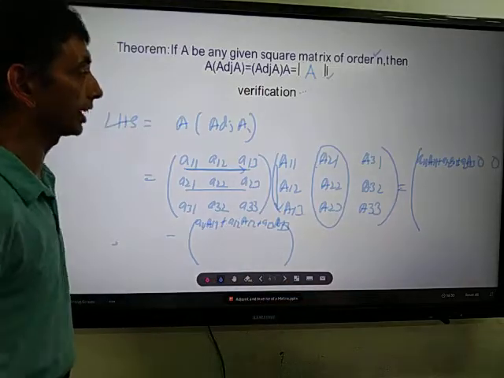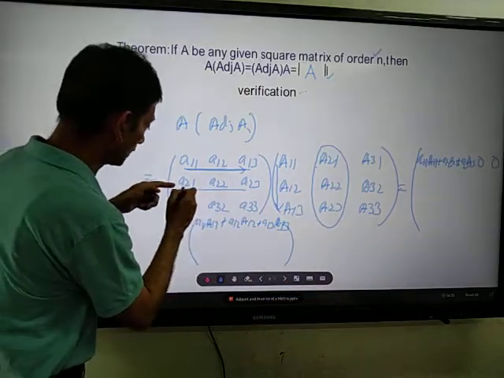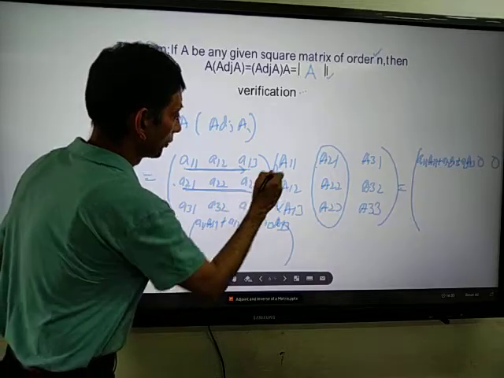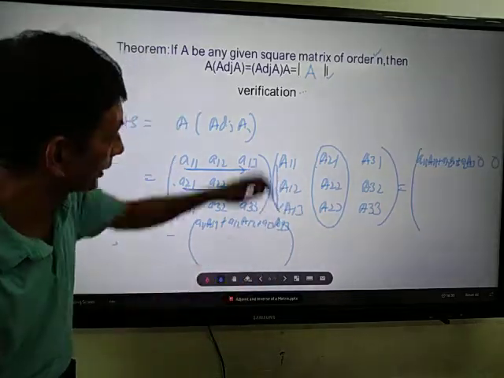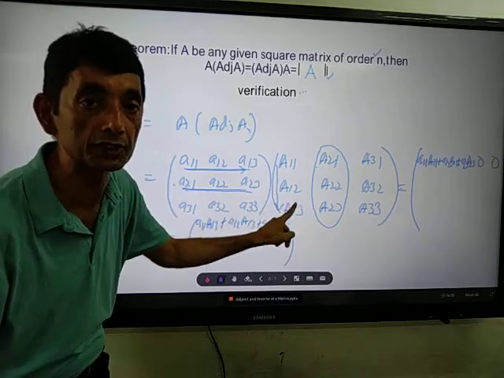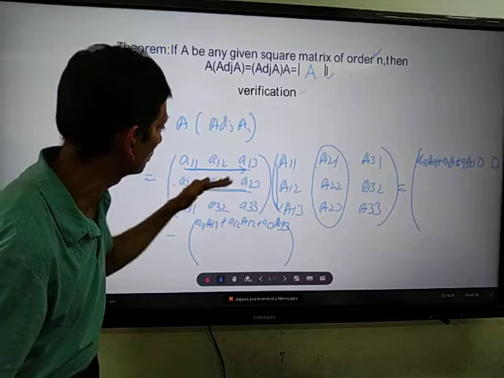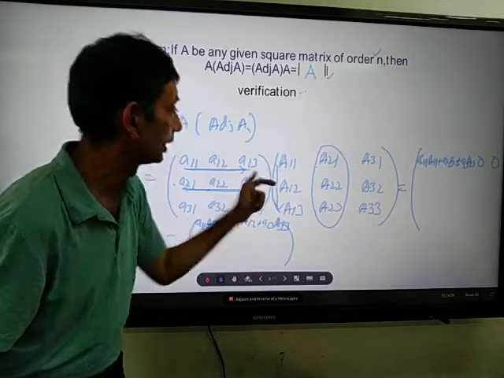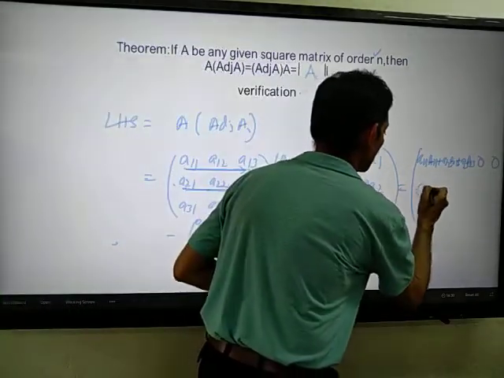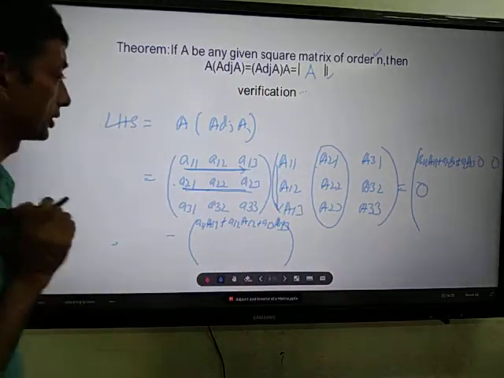Now let's move ahead. We'll continue with the second row. First, we'll multiply the second row with the first column. What is this first column? This is A11, A12, A13. These are the cofactors of the first row, and this is the second row. If you multiply the second row with the first row cofactors, then obviously it will be 0. So this element will be 0. Now coming to the A22 position element.